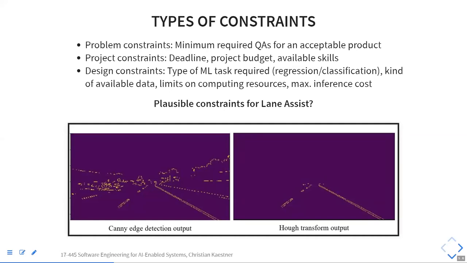So I already mentioned one or two constraints for the lane assist thing, right? It needs to work in real time, so the inference time needs to be within a certain time, right? So we have 1/50th of a second to detect the lanes. What other constraints can you think of in this specific project? If we want to build this, what else?